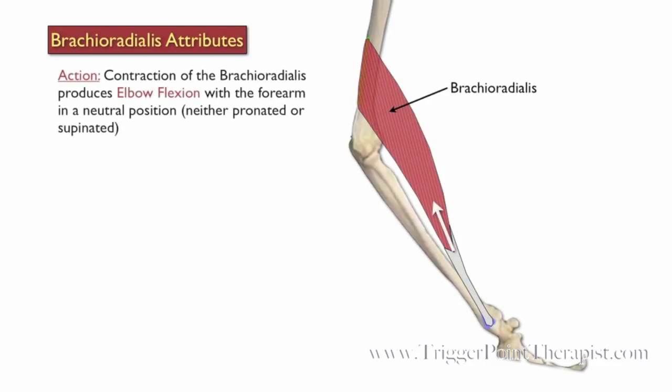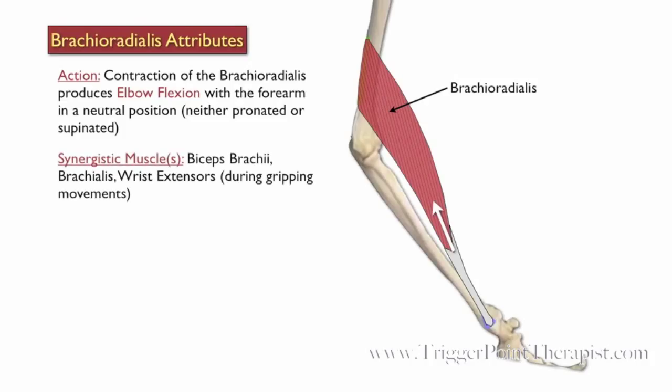Let's take a look at some attributes for the brachioradialis. Contraction of the brachioradialis produces elbow flexion with the forearm in a neutral position, so it's neither pronated nor supinated. Some synergistic muscles include the biceps brachii, the brachialis, and the wrist extensors during gripping movements. And the triceps brachii serves as the antagonistic muscle for the brachioradialis.